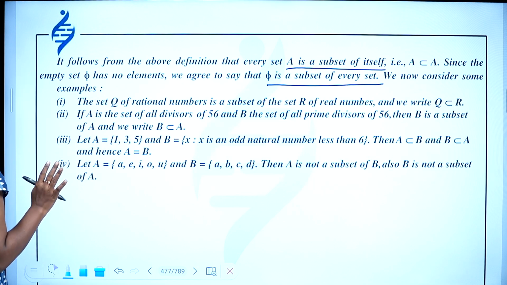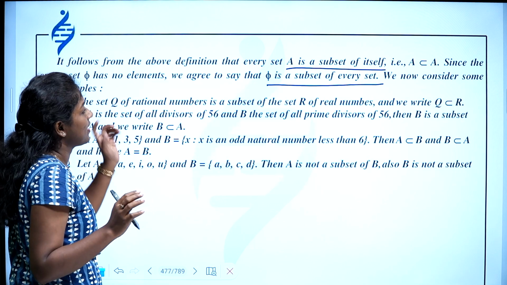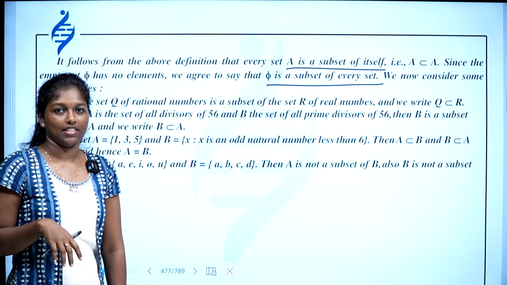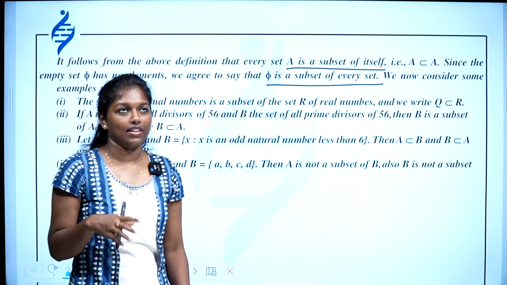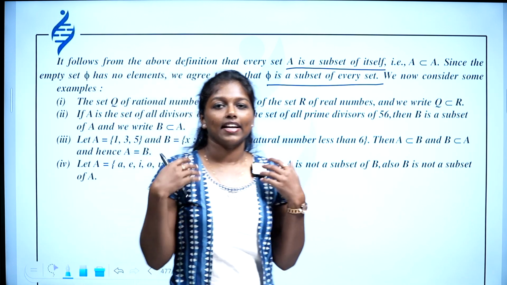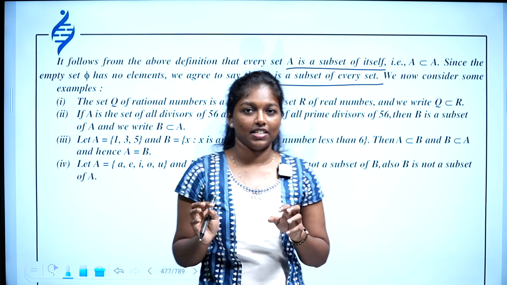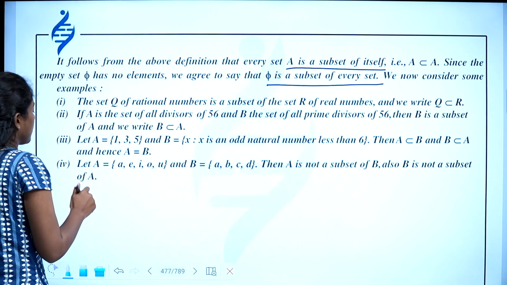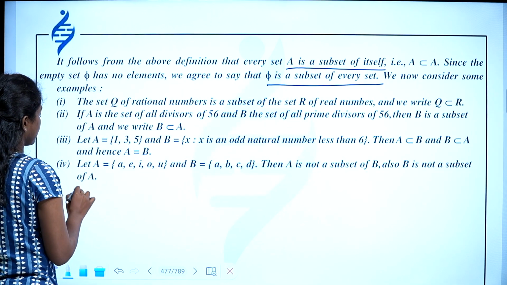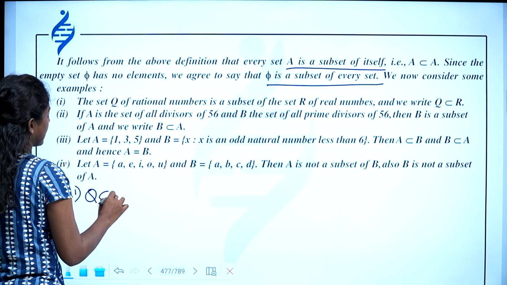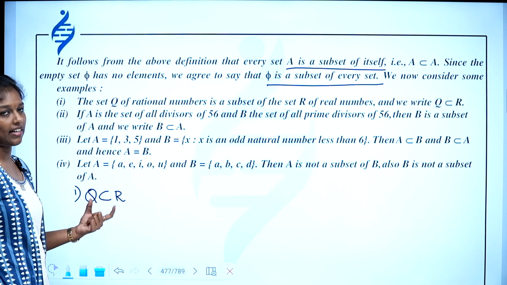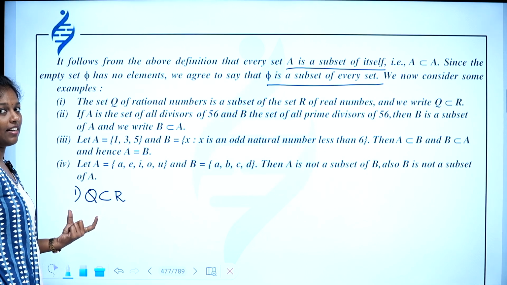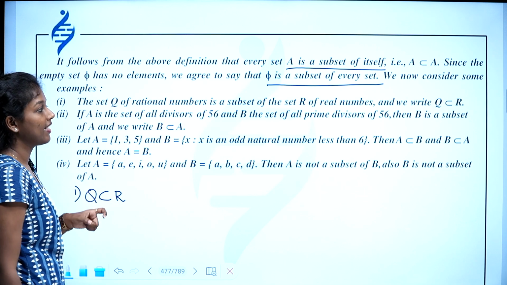So some examples are given. The set Q of rational numbers is a subset of the set of real numbers. The real numbers include rational numbers and irrational numbers. So here they have said Q is a subset of R. In the first example, it said that Q is a subset of R. That is, rational numbers are a subset of real numbers.